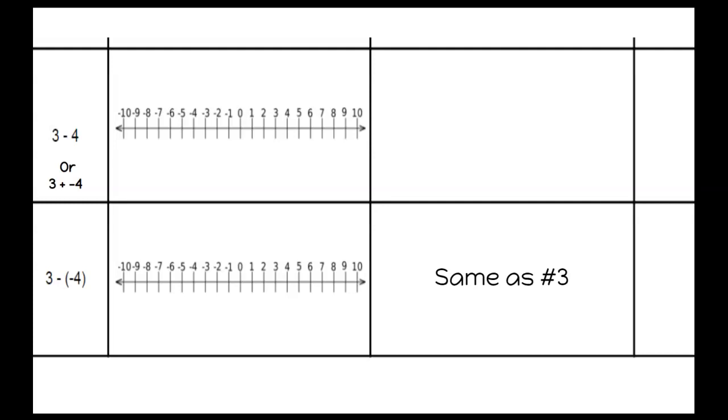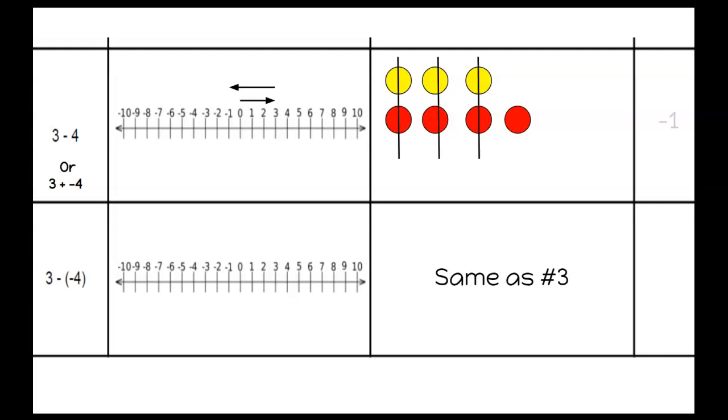3 minus 4. So we're going to start with 3, 0 to 3. Then we're going to take away +4, or go back to the left 4 places, and we get to -1. With the counters, we start with a +3. We add 4 negatives. We cancel our 0 pairs out, and we get -1 left, because 1 red counter is all we have.